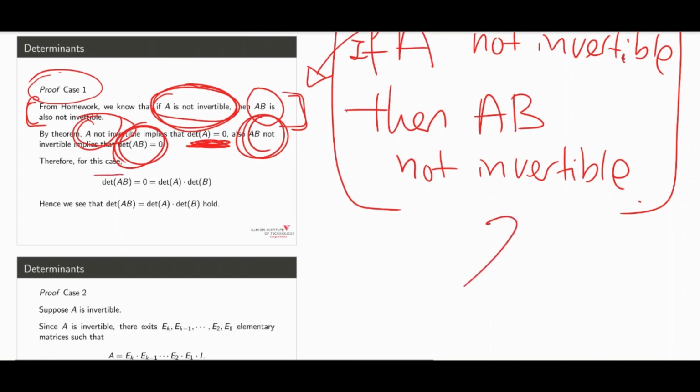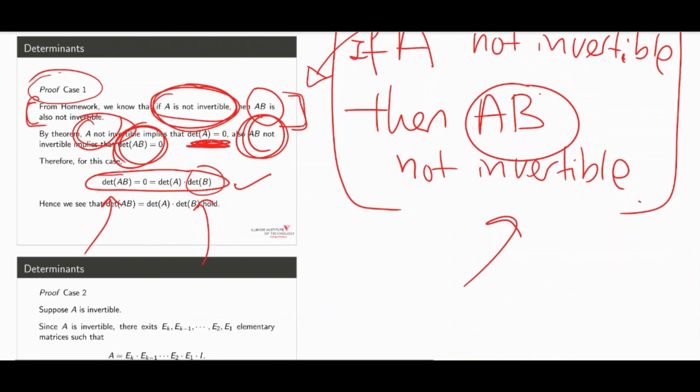So A not invertible, meaning that this is 0. AB is also not invertible, which means this is also 0. So you can see that this equality actually holds. The left-hand side will be 0, the right-hand side will be 0. We don't care about the determinant of B because this one here is already 0. 0 times whatever is 0. So this equality holds for case 1.